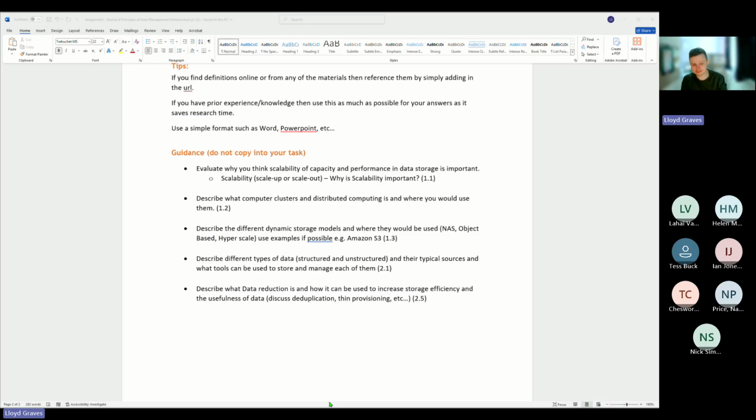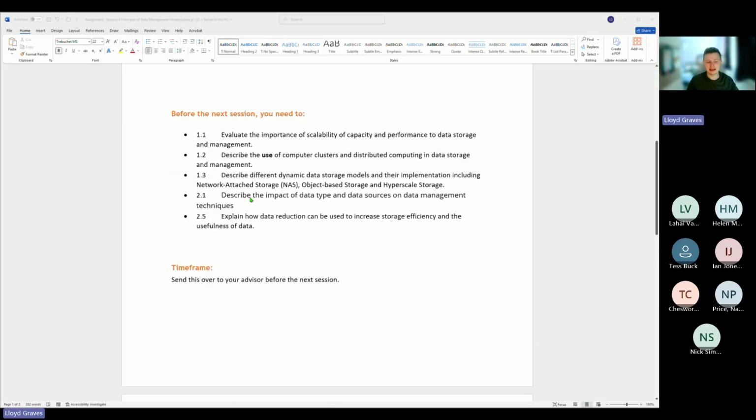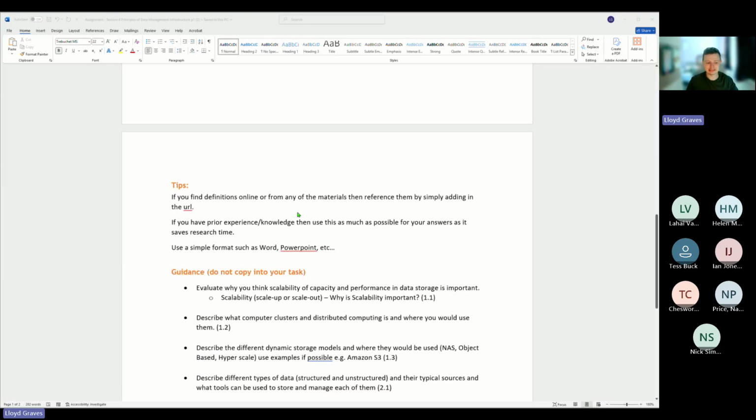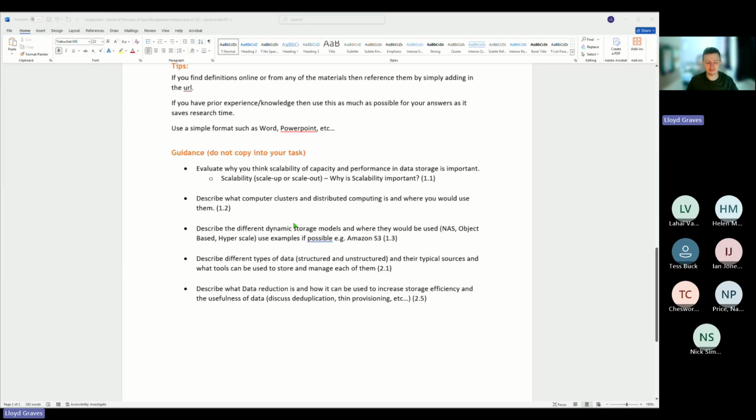But the criteria itself, just to make sure I'm reading the actual criteria as well, is to describe the impact of data type and data sources on data management techniques. So what you can do is look at different types of data, their typical sources, so you can compare structured and unstructured data, their typical sources, and then what tools can you use to store and manage each of them. So, we looked last time at data lakes, and we'll give you some example of data lakes as well, contemporary frameworks, those sorts of things.